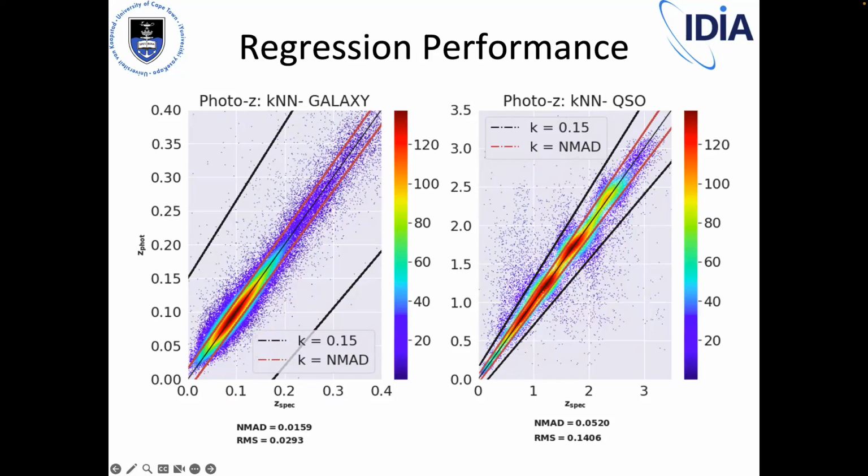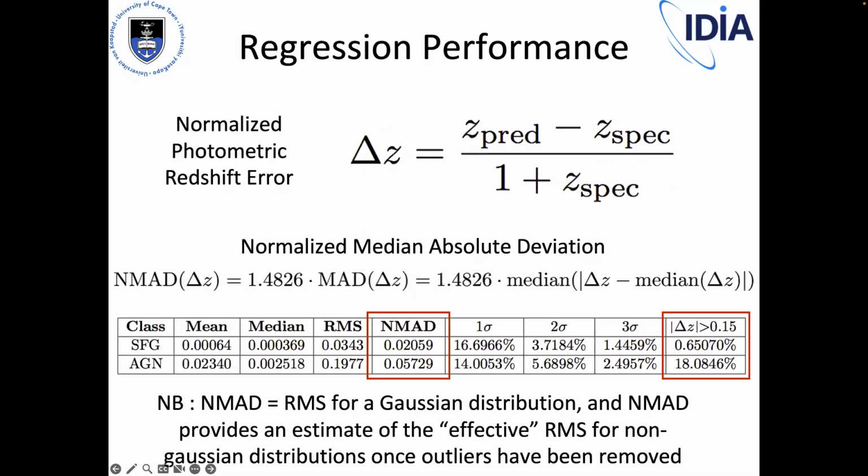For QSOs, the plot is the same. You might note that both the NMAD and the RMS are substantially larger for QSOs than they are for galaxies, and there's a reason for that. But this is how you quantify the actual performance. You measure the normalized photometric redshift error, which is the difference between the predicted photometric redshift and the true spectroscopic redshift, and you divide it by 1 plus z-spec in order to normalize it so that close and distant sources are put somewhat on the same scale.